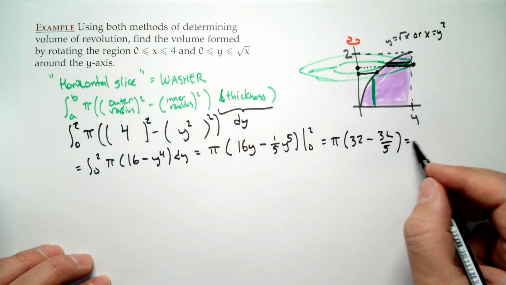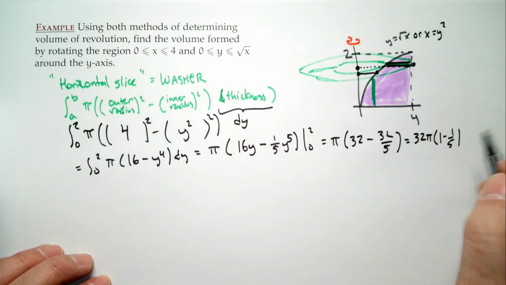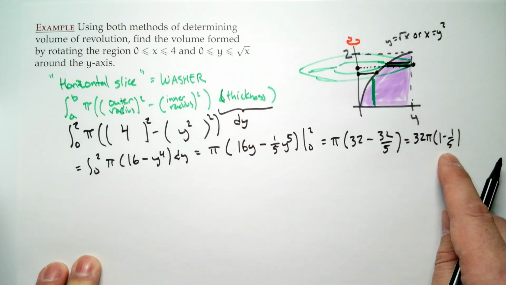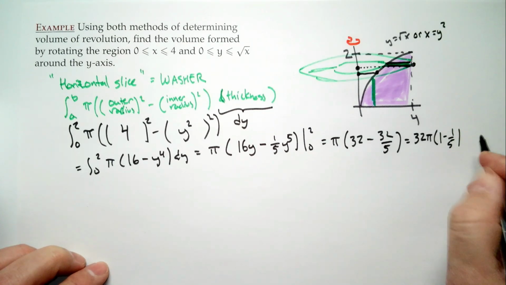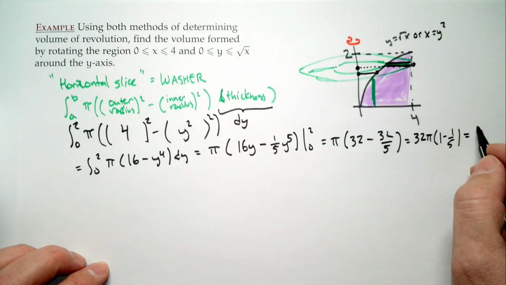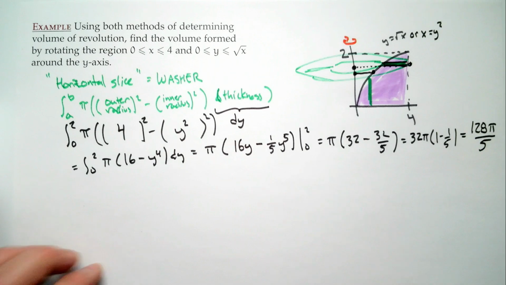And you could do things like, for example, factor the 32 out, 32 pi, you get 1 minus a 5th. 1 minus a 5th, also known as 4/5. 4 times 32. Where's my electrical engineers at? 128. Now you might say, why is he picking on the electrical engineers? Well, because they like powers of 2. All right. So 32 times 4, 128. So that's the answer if we use the horizontal slice.